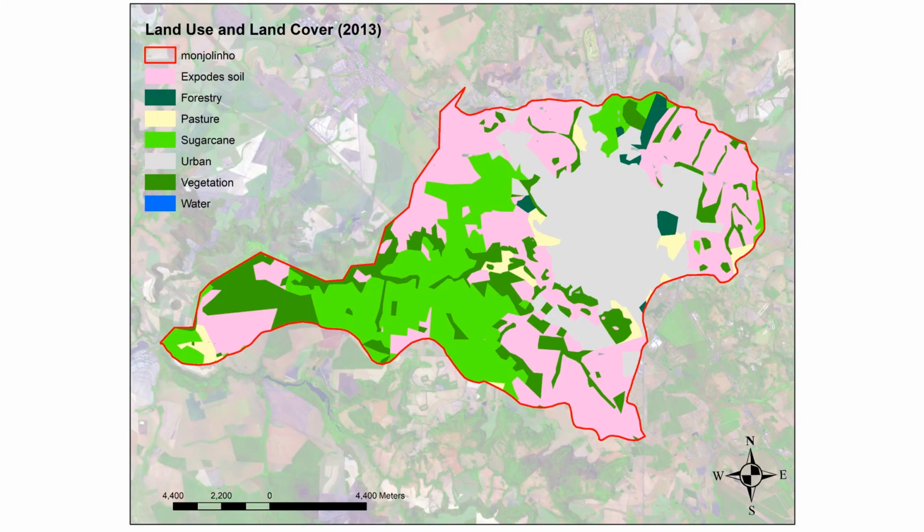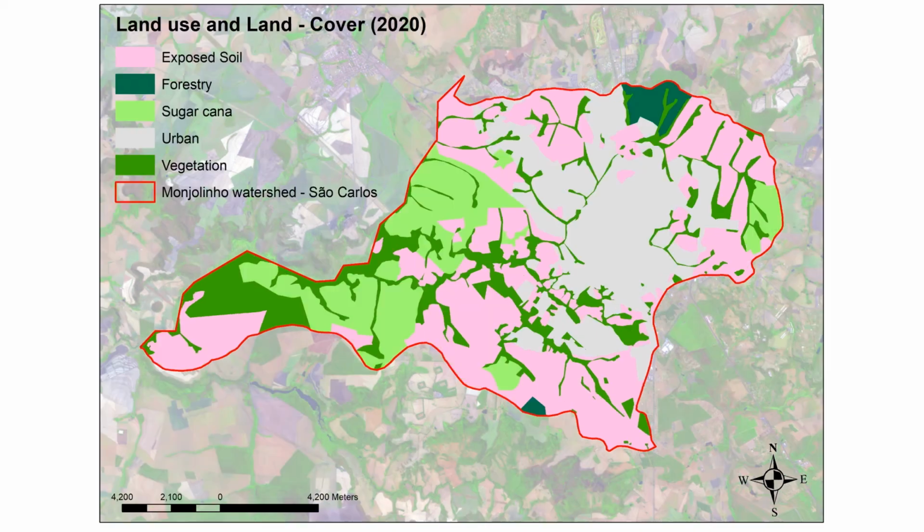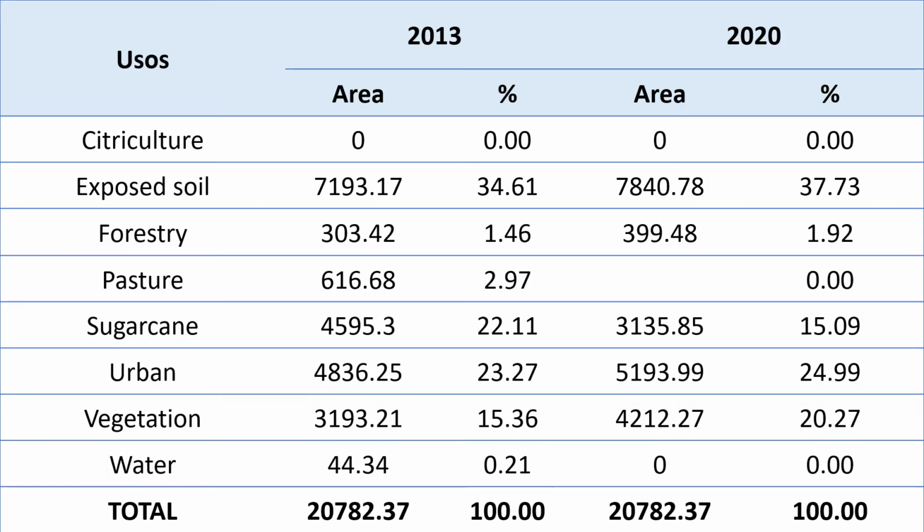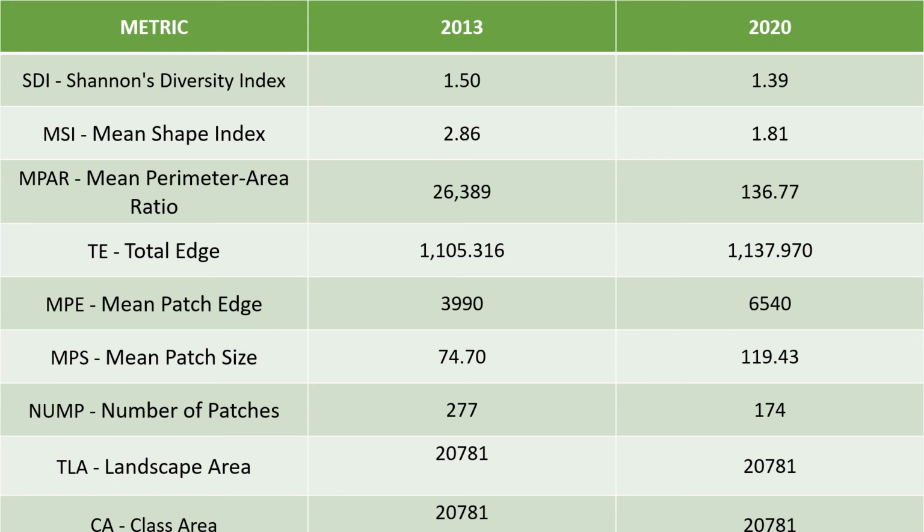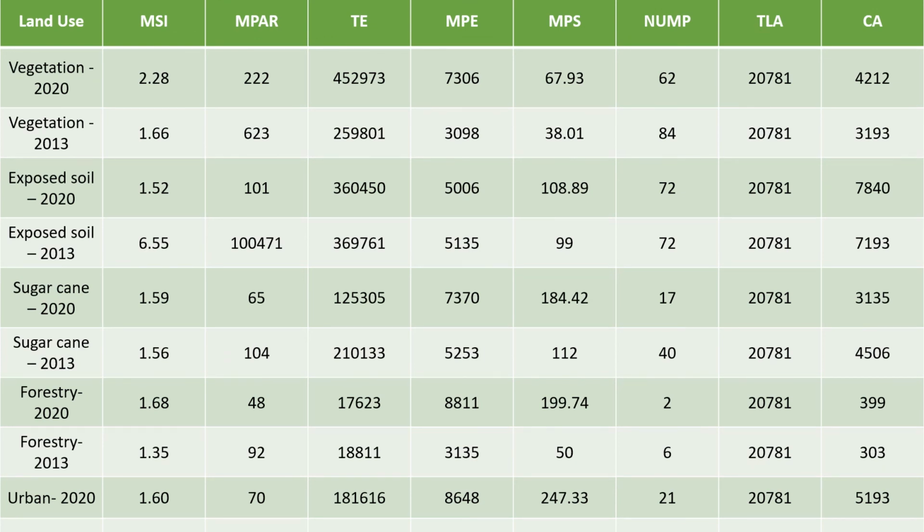And to do this analysis, we use all our results: the land use, land cover, the transition in areas of this land use, our metrics results from the landscape, and also the results from the landscape metrics for the classes.